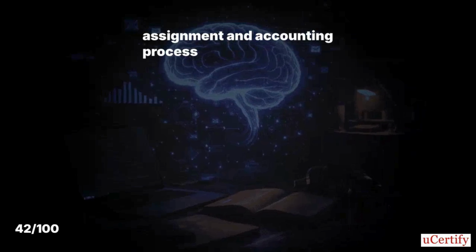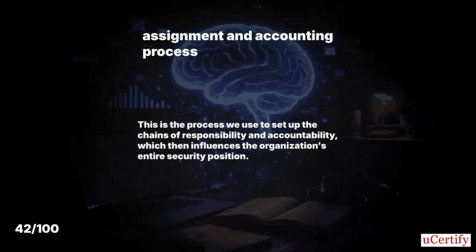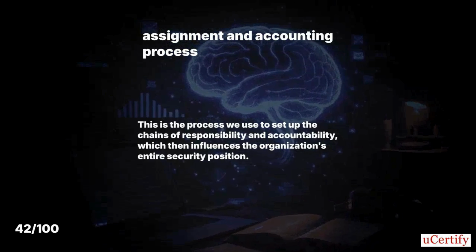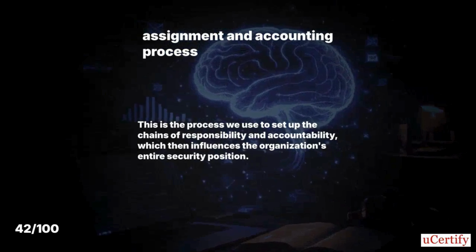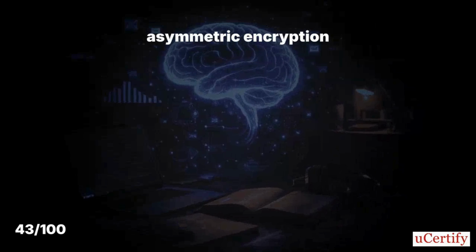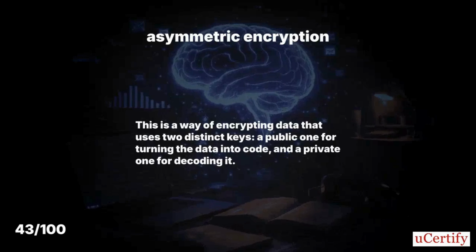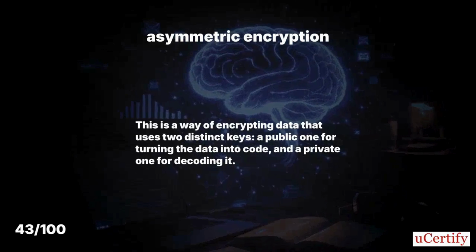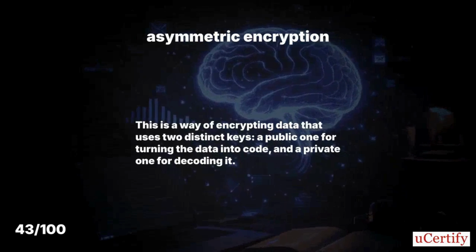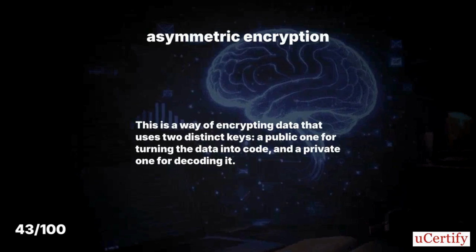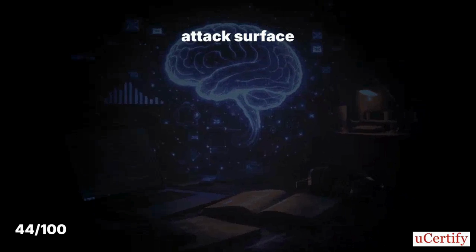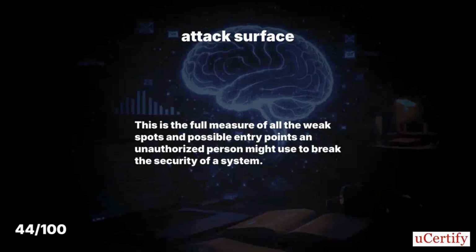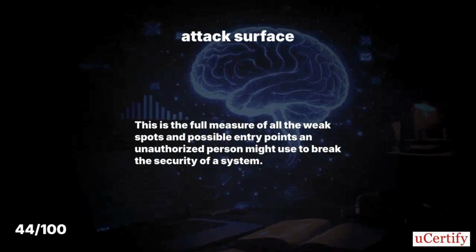Assignment and accounting process. This is the process we use to set up the chains of responsibility and accountability, which then influences the organization's entire security position. This is asymmetric encryption. This is a way of encrypting data that uses two distinct keys, a public one for turning the data into code and a private one for decoding it. This is the full measure of all the weak spots and possible entry points an unauthorized person might use to breach the security of a system.